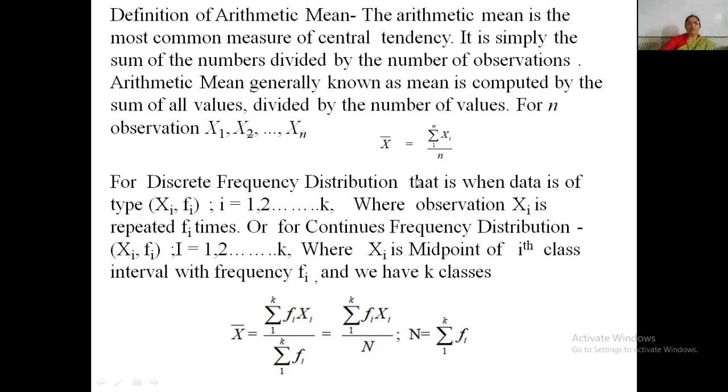In case of a discrete frequency distribution, that is if observation xi repeats fi times, arithmetic mean is given by summation of fi xi upon summation of fi. Generally summation of fi is denoted by capital N. Therefore x bar is summation of fi xi upon N. In case of a continuous frequency distribution, xi is the midpoint of the ith class interval, and the formula for computation of arithmetic mean is the same: x bar is equal to summation of fi xi upon N.